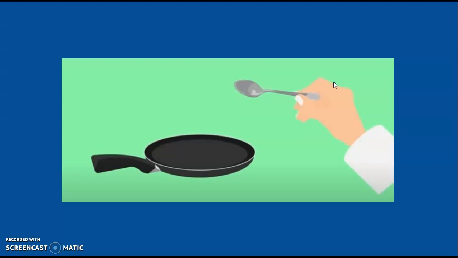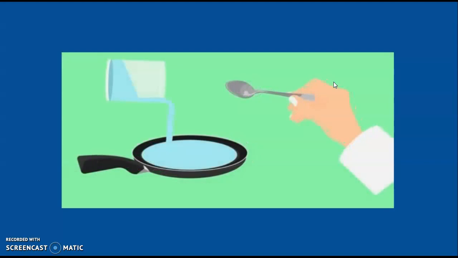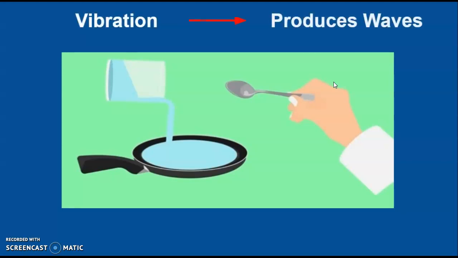Wait for the vibration to stop and then pour some water into the pan. We see that nothing happens to the water. Now strike the pan again. Do you see something strange now? These strange things are called waves. They are generated because of the vibration in the pan.